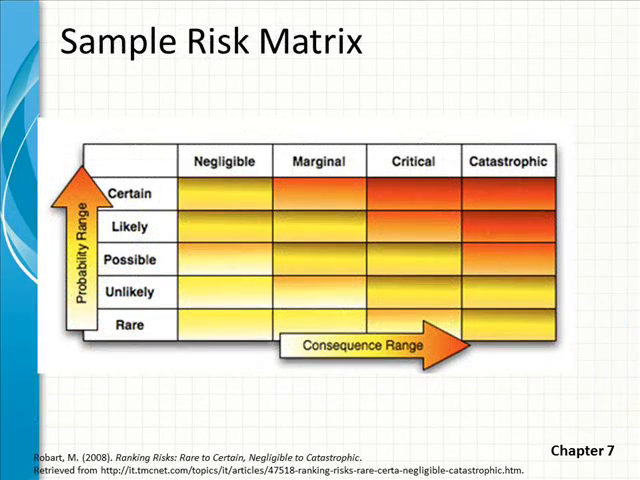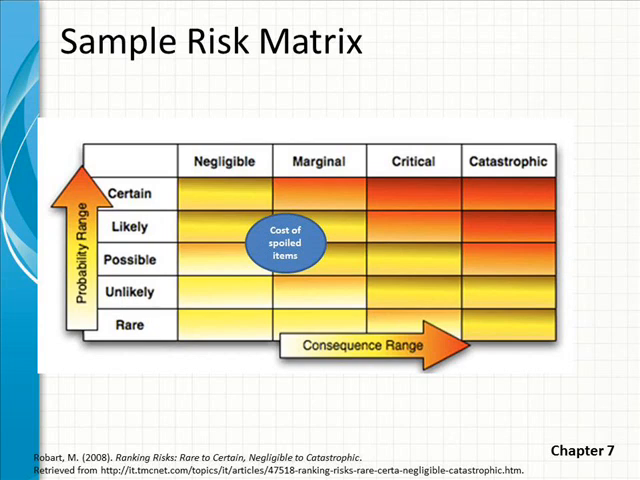Now often you'll see risks plotted in a risk matrix, where along the x-axis you'll see that we have the consequence range, negligible, marginal, critical, and catastrophic, and then the probability range from rare all the way up to certain. And what we'll do is we'll plot our risks from the previous slide right here on this matrix. And of course we want to avoid or mitigate or work with those that are the most severe, those that are catastrophic and likely or certain.